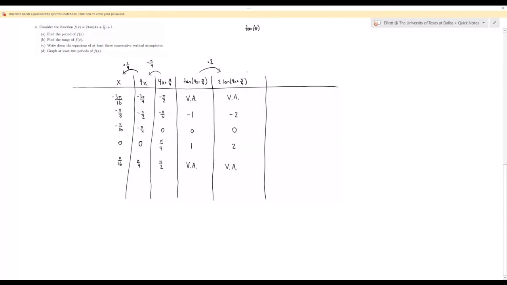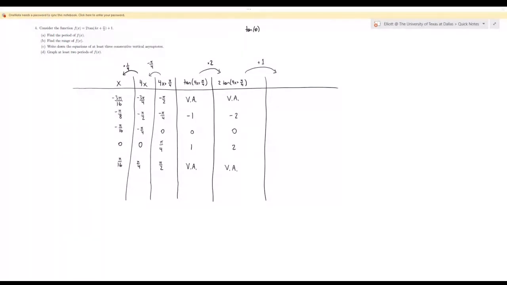Okay. Then we're just going to do one more thing, which is to transform it to our function. We just need to add 1 to everything now.